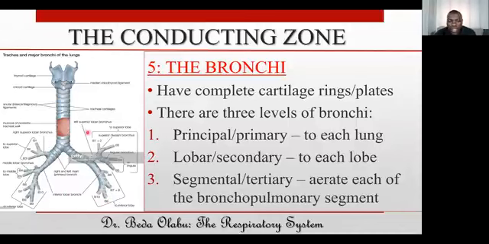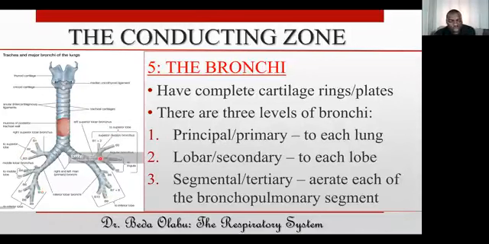10 in the right lung, and 8 in the left lung. The reason why we have 8 in the left lung is because 2 of them are combined. Okay, on the upper side, we have 2 combined. On the lower side, we also have 2 combined. That's why the left lung has 8, the right lung has 10.